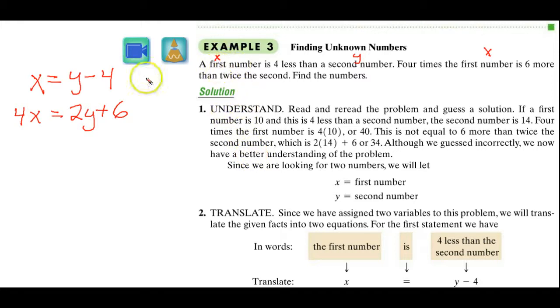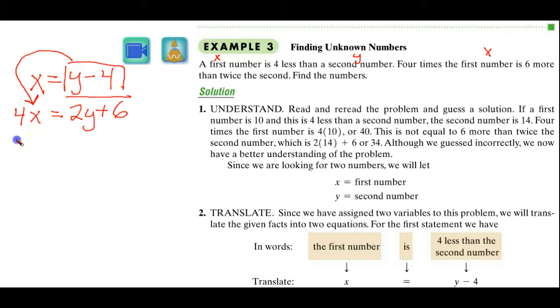So the first number is 4 less than the second number. Okay, that one checks out. 4 times the first number is 6 more than twice the second. So what do we do now? Well, we know that x is this, and what would work very well is we're going to use substitution.